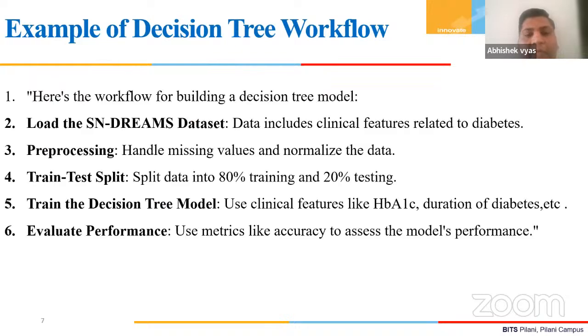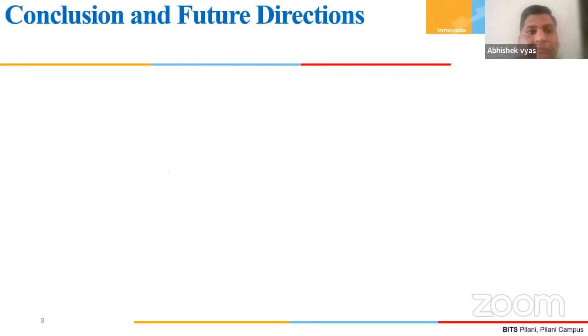So how to basically do this work of building a machine learning model? This is the way. We load the SN Dreams dataset, including the features, then we pre-process them, then we split the data into training and testing sets, then we train the decision tree model using the clinical features we are having like HbA1c, duration of diabetes, etc., age, gender, and then we evaluate the performance using some metrics. I am just showing one metric, we can have other metrics also.